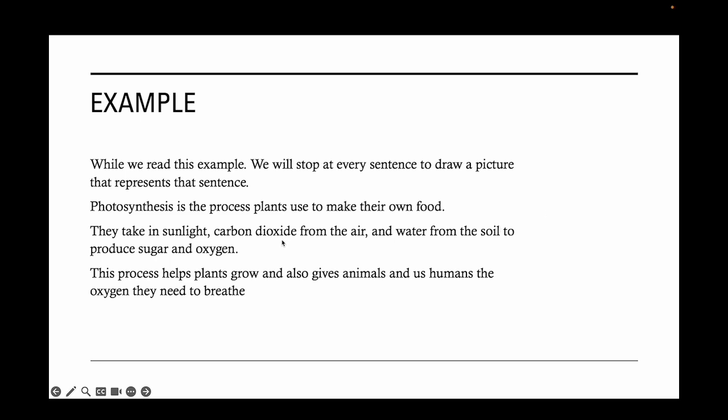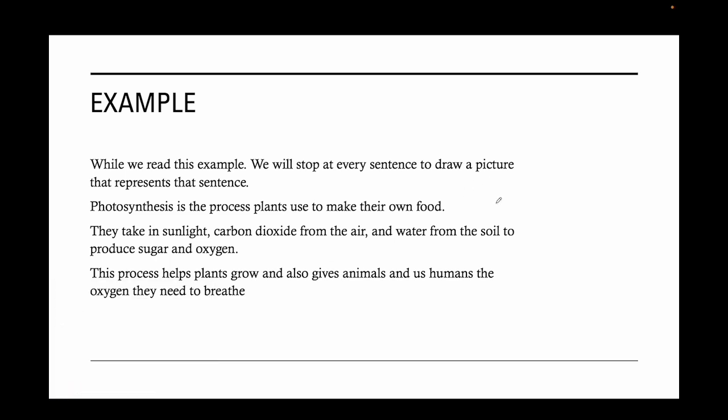They take in sunlight, carbon dioxide from the air, and water from the soil to produce sugar and oxygen. So for that, I'd maybe draw a sun, a cloud, which doesn't directly lead to carbon dioxide, but it also gives them an idea of what it would look like because it's invisible, right? And then maybe a water droplet, and then an arrow over. Let's just do this right now.